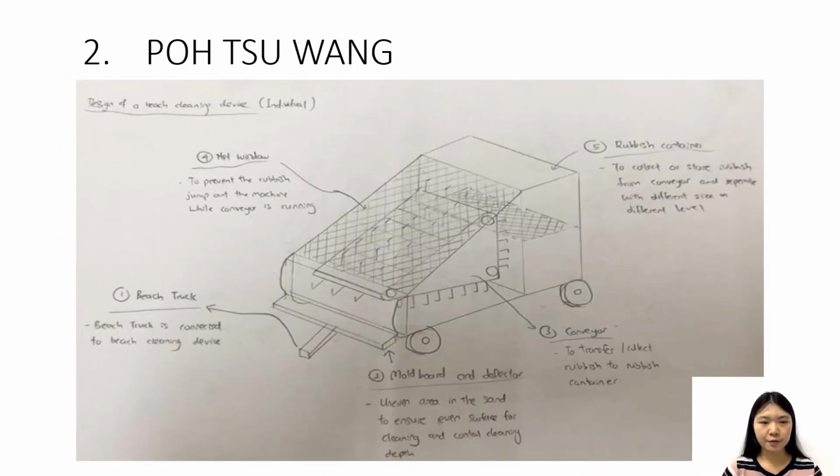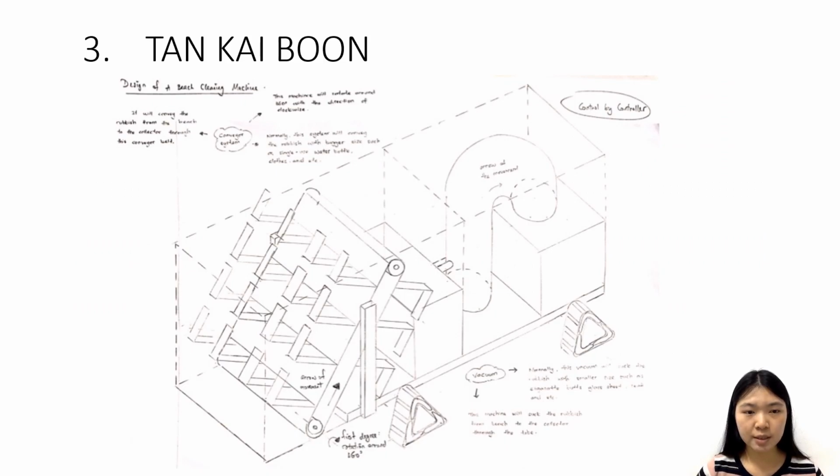The second design is from Poh Tsu Wang, and this design uses a beach truck or vehicle to push the machine. It will use a conveying method to collect and transfer the beach rubbish. A net window is the housing for the conveyor, and the whole machine is covered. The third design is from Kai Boon, and this design uses a controller to move the machine, and it will use a conveying method to collect and transfer the beach rubbish. Also, a vacuum suction method is used to separate the smaller particles of rubbish, and the whole machine is covered.